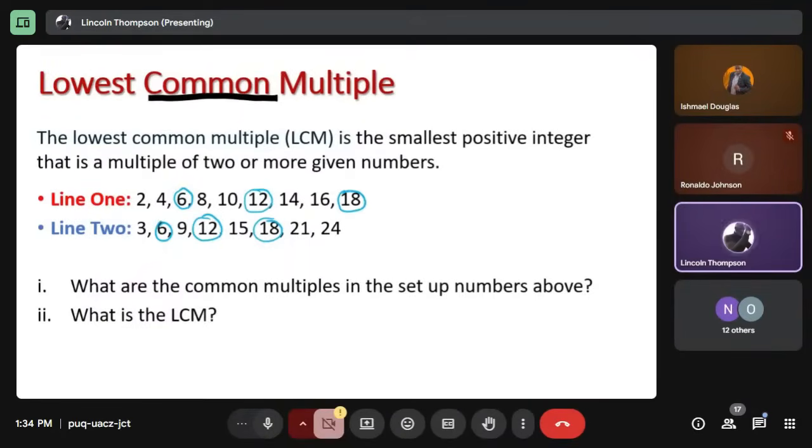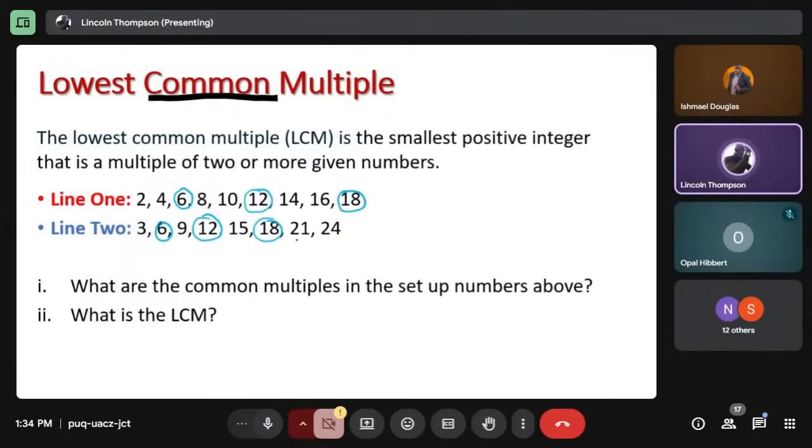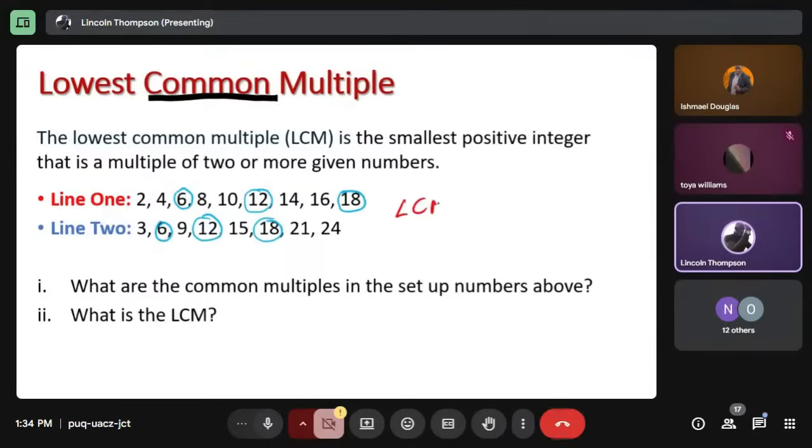So next question now, to tie in the definition and the topic. What would be the lowest common multiple for line 1 and line 2? Perfect. Excellent. So the LCM for line 1 and 2 would be 6, because that is the lowest number that is common to line 1 and line 2. So you guys gave me the answers for the common multiples, and what is the LCM. Lovely. You guys are doing extremely well. So we know how to identify common multiples and also how to identify the lowest common multiple.